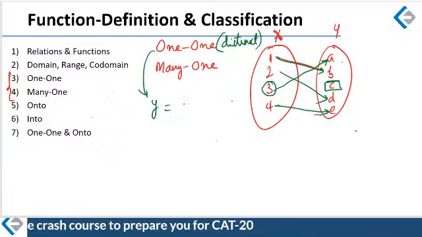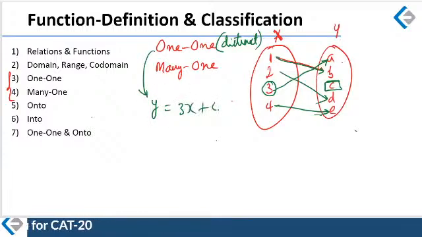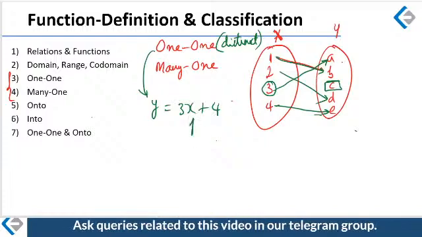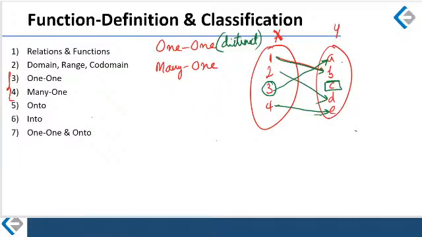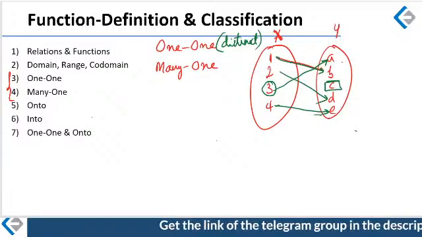For example, if you write y is equal to 3x plus 4, so what happens? For every value of x, you will get a unique value of y. No two values will be the same. For every value of x, you are going to get a unique value of y. It is called a 1-1 function. Technically, that is the meaning. All right, from the diagram, this is called a 1-1 function.